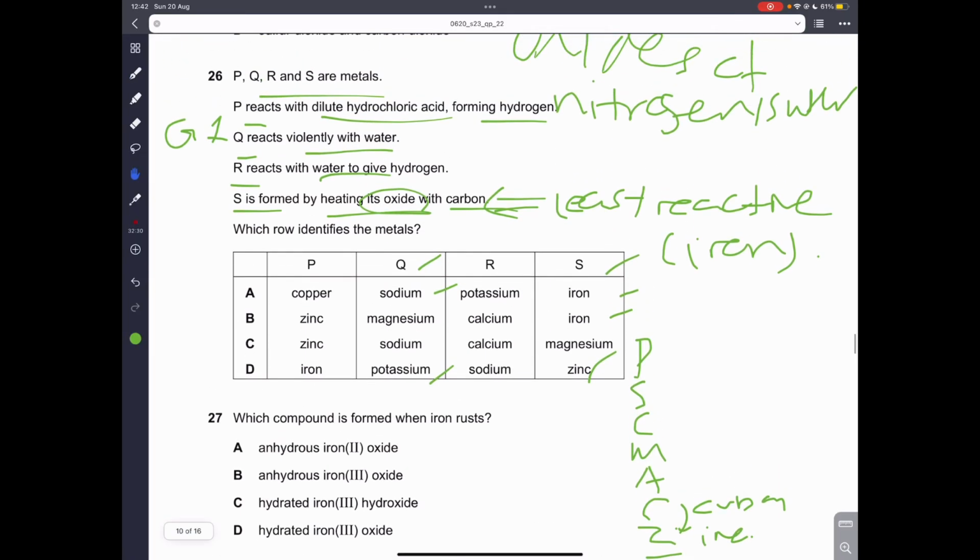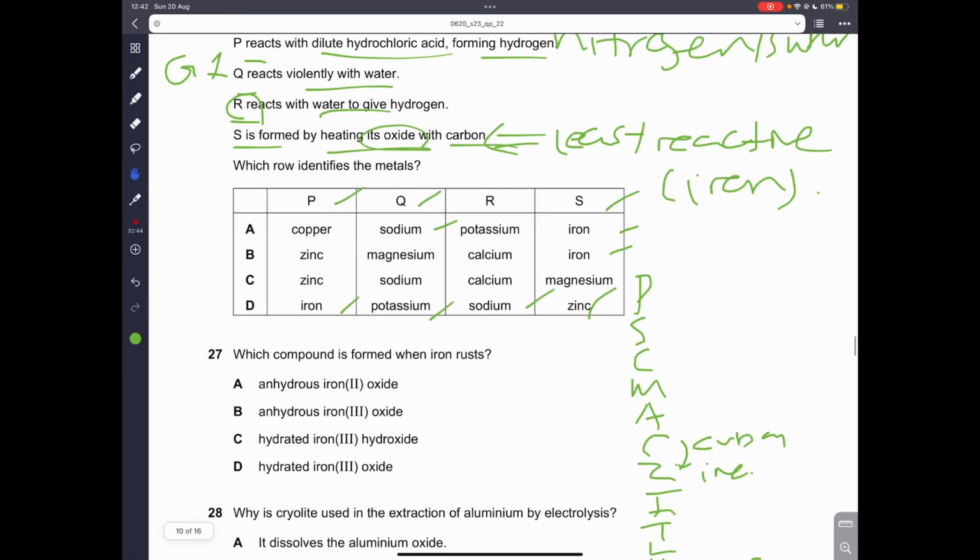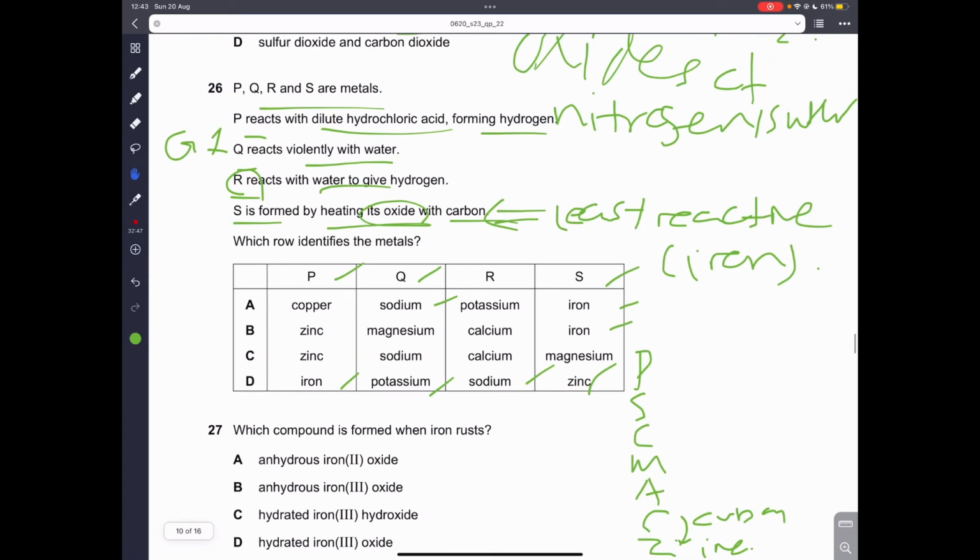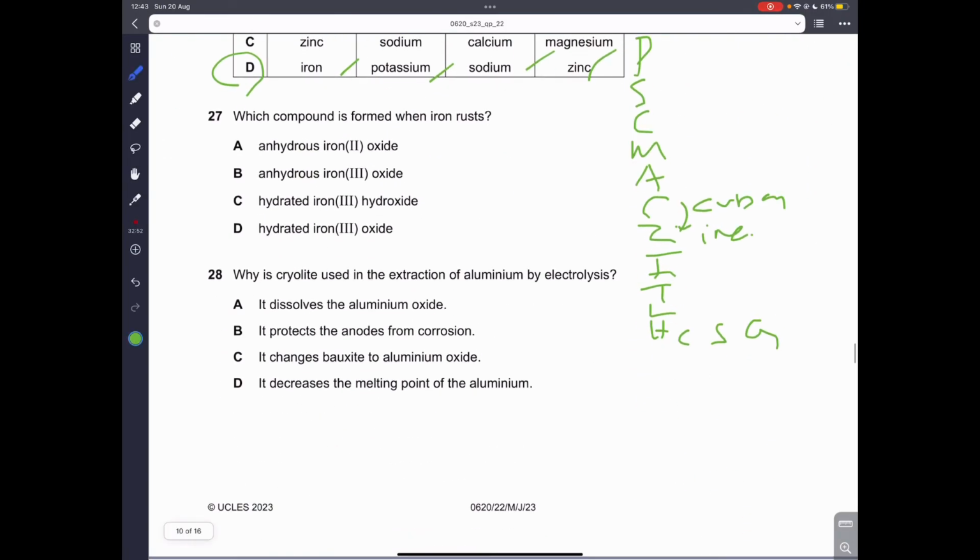Now let's look at another possibility. R could be sodium. Sodium can react with water to give sodium hydroxide and hydrogen. For P, iron is also possible because iron is more reactive than hydrogen in the reactivity series, and therefore D is the correct answer. Question 27. Which compound is formed when iron rusts? When iron rusts, hydrated iron(III) oxide is formed. So D is the correct answer.